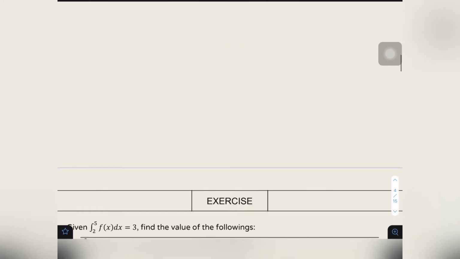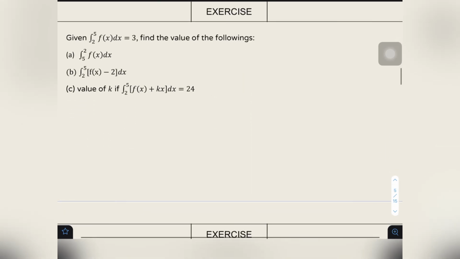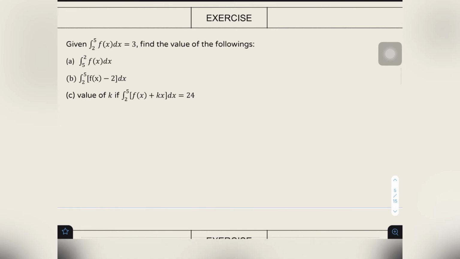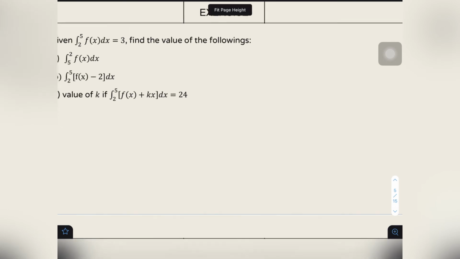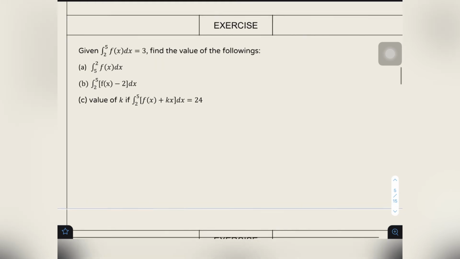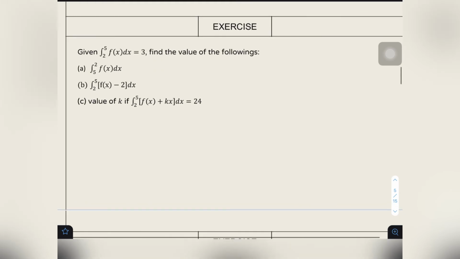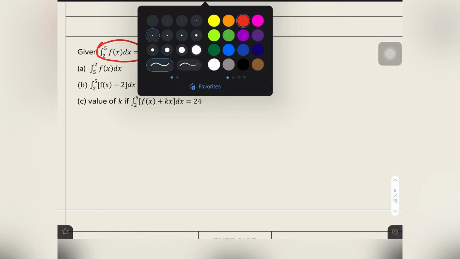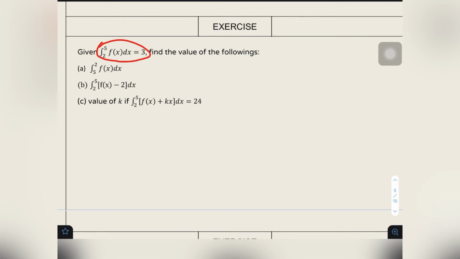Okay, let's see one more example here. You are given the integral of the function f(x) with respect to x from 2 to 5 equal to 3. This is the information that has been given to you: the integral from 2 to 5 of f(x) dx equals 3.